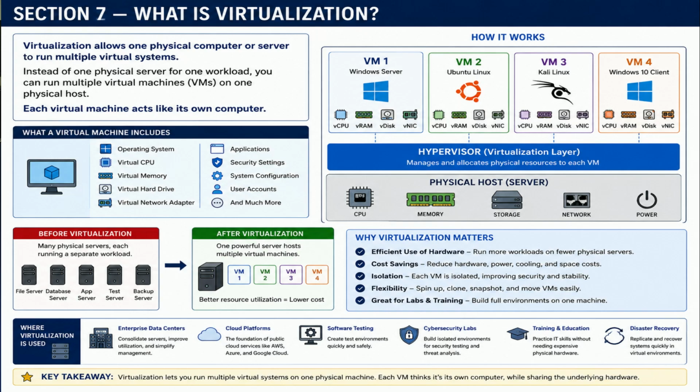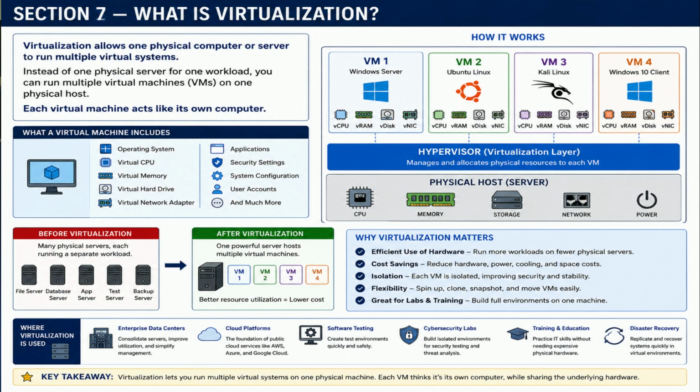Now let's move on to virtualization. Virtualization allows one physical computer or server to run multiple virtual systems. Instead of having one physical server for one workload, you can use virtualization to run multiple virtual machines on one physical host. Each virtual machine acts like its own computer. A virtual machine can have its own operating system, virtual CPU, virtual memory, virtual hard drive, virtual network adapter, applications, security settings, and system configuration. This is extremely common in IT.